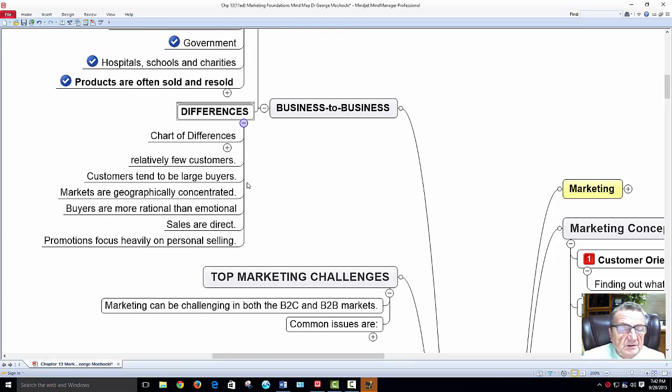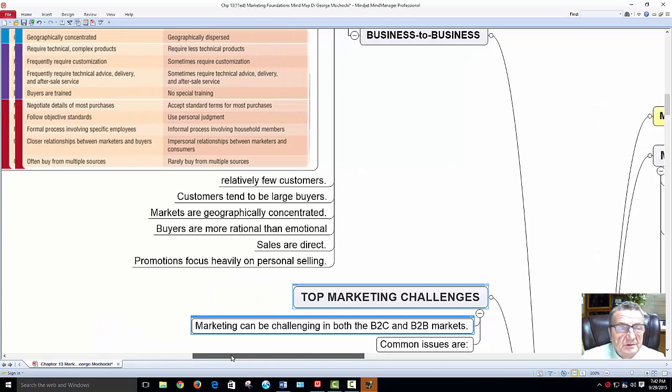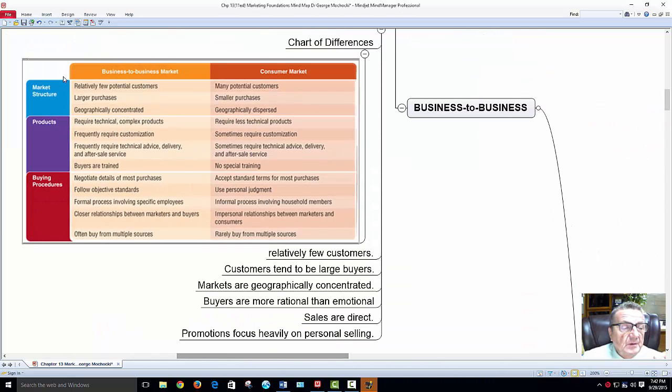And here's the chart with the differences. This is the one I'm looking at, so it kind of tells you everything we're going to talk about. It's the last one. Okay, geographically, by products. Consumer market, business to consumer. Required technical, complex products, business to business.